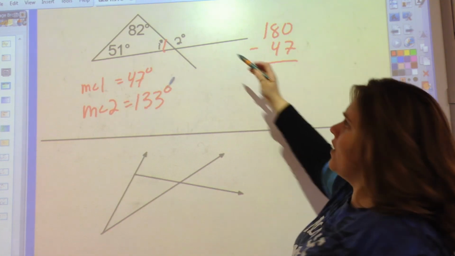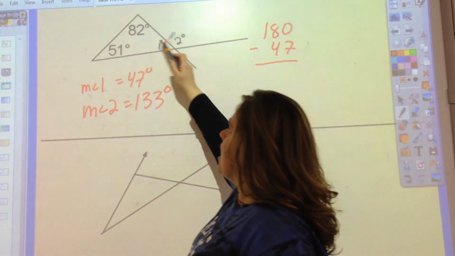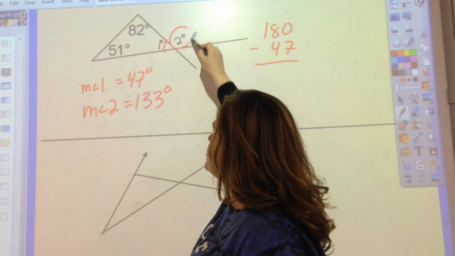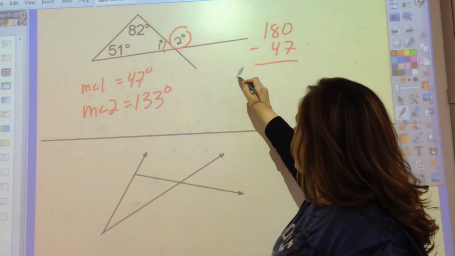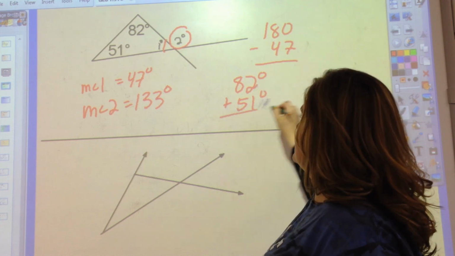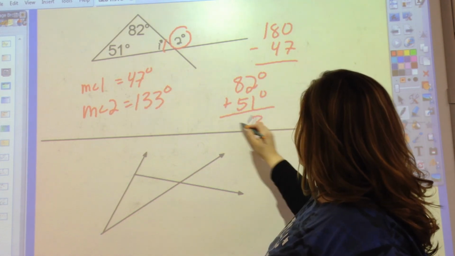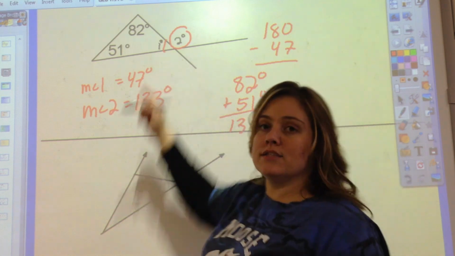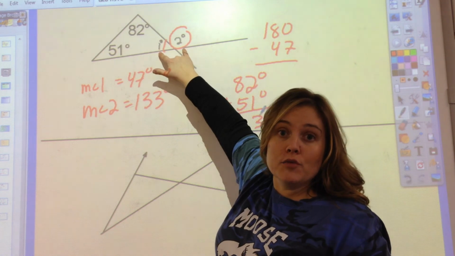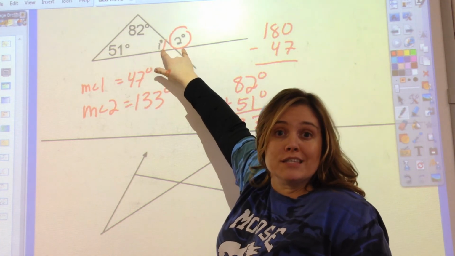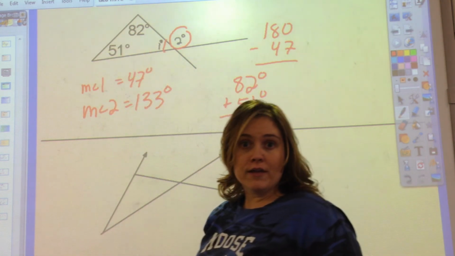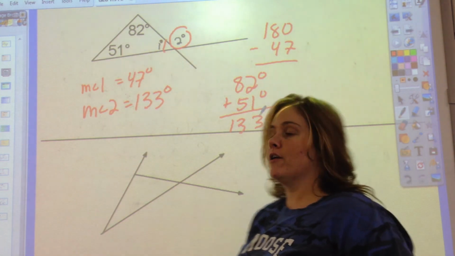The measure of angle 2 equals 133 degrees. Now we have a theorem that says the opposite 2 angles, if I add them together, have to equal the measure of angle 2. So let's find out. If I take 82 degrees plus 51 degrees, does that equal 133? Yes, indeed it does. So you have 2 ways to find the measure of an exterior angle. You know that it's a linear pair with this one, so you can subtract this measure from 180, or you can add these 2 together, and that's going to be the measure of your exterior angle.